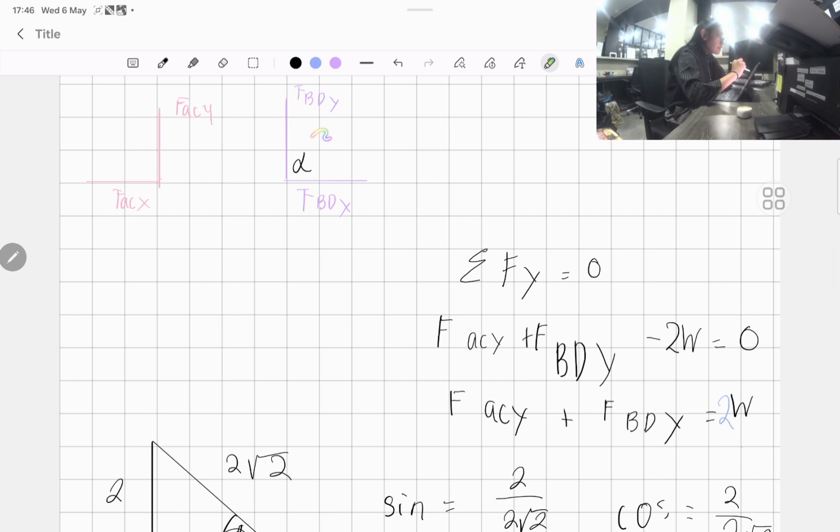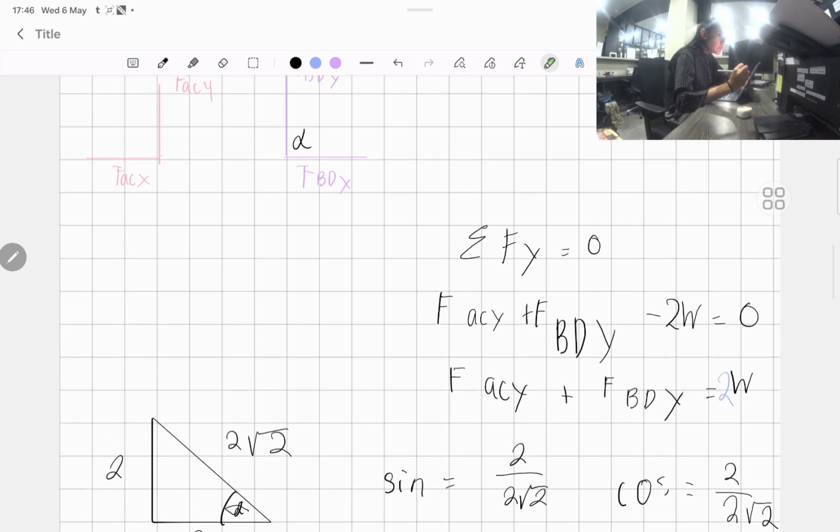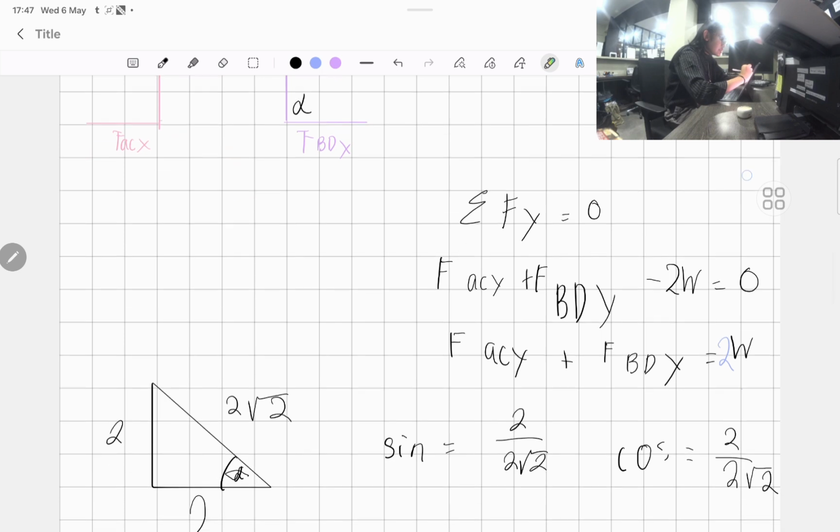Now all we have to do is analyze that both of the ACY and BDY go in the same direction, meaning that since they are going in the same direction, this sign would be a plus sign. They would also have to be minus the weight, because there is a weight that goes in the opposite direction, hence this is a minus. And this is multiplied by 2 because there are 2 weights pulling the springs down.